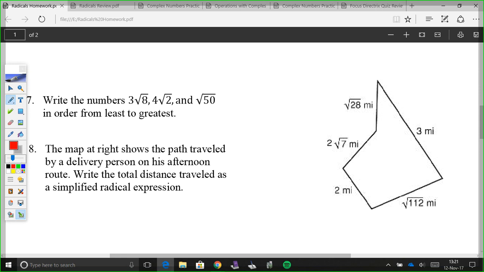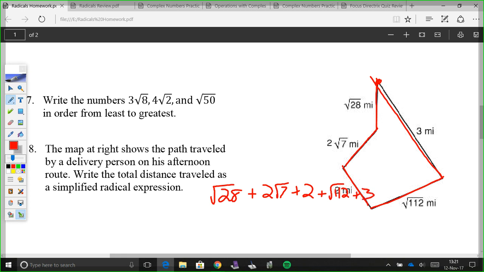Alright, the map on the right says, we want to find out how far this person traveled. I don't necessarily know where they began, but let's say that they started here, and then they went this way. Well, then they went square root of 28 miles. Don't know why they have to write it as square root of 28, but they did. And then they went this length, which is 2 square root of 7, so you add that to it. Then they went 2 miles, then they went square root of 112 miles, and then they went, last but not least, 3 miles.